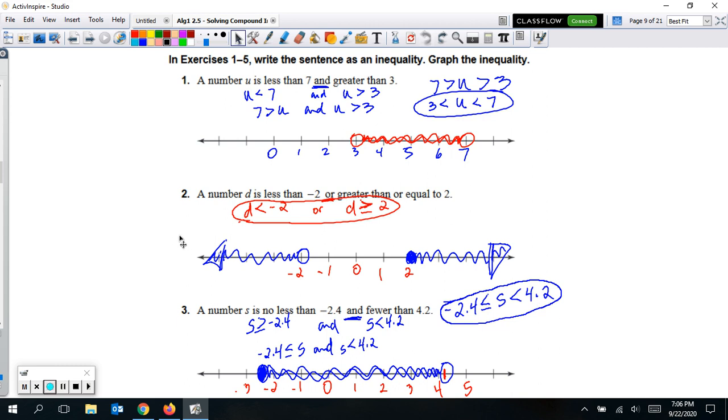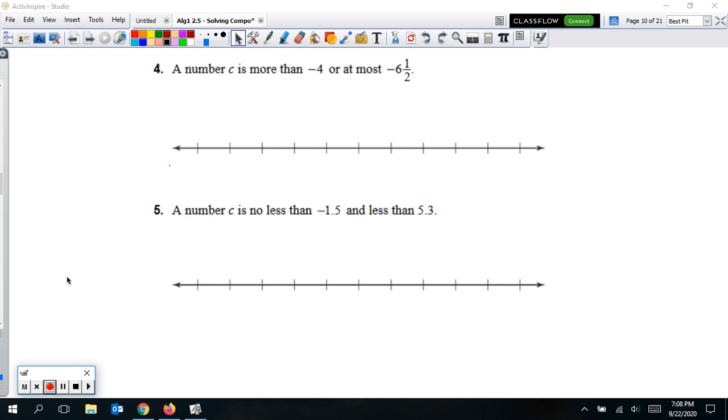Alright, let's move on to looking at 4 and 5. Okay, so I'm going to let you pause the video here for a moment. Try to do number 4 and 5. And one has or on 4, the other one has an and on 5. So go ahead and do the same thing, write that statement, and then graph that statement on the number line. And then go ahead and play the video again, and then check your answers with me.